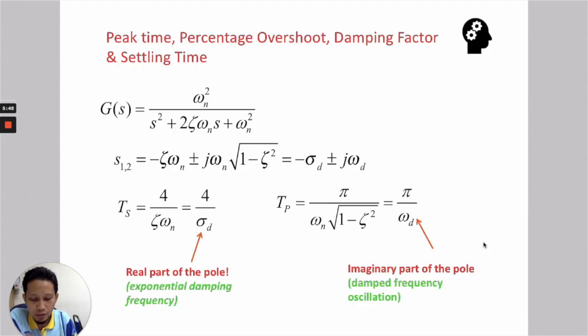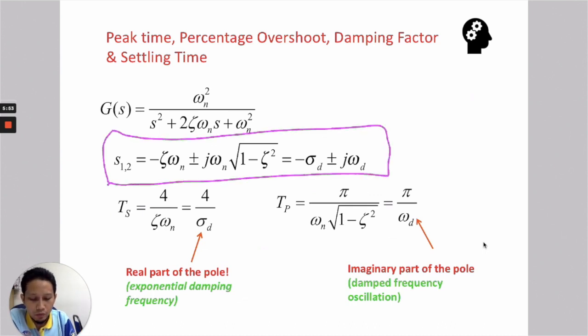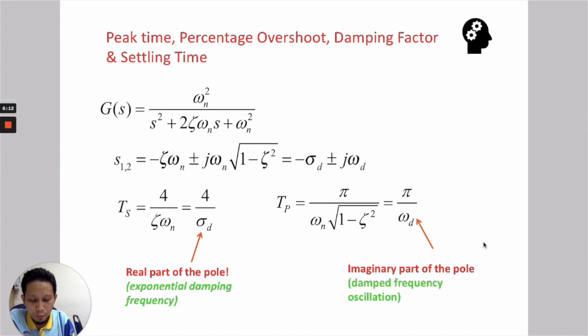Next, we have this formula to find the pole locations of the system, where we have negative sigma d plus minus j omega d. This j omega d is the damped frequency of oscillation. We can represent the settling time and peak time in terms of sigma d and omega d. Sigma d is the real part of the pole, the exponential damping frequency, and omega d is the imaginary part of the pole, the damped frequency of oscillation.